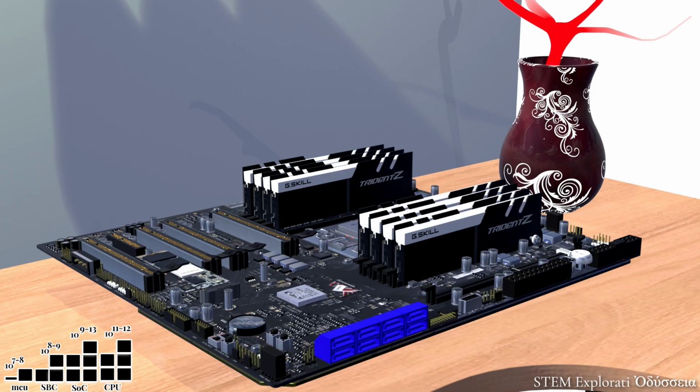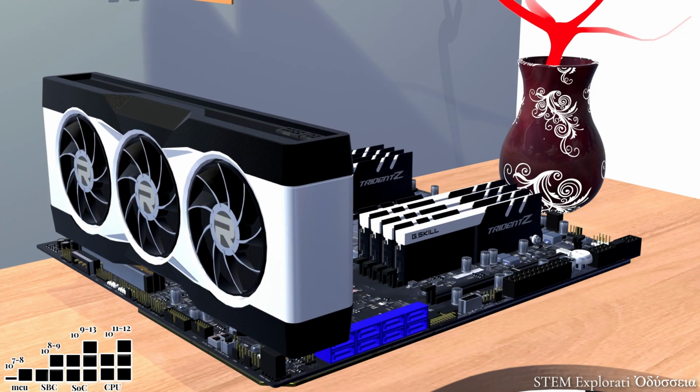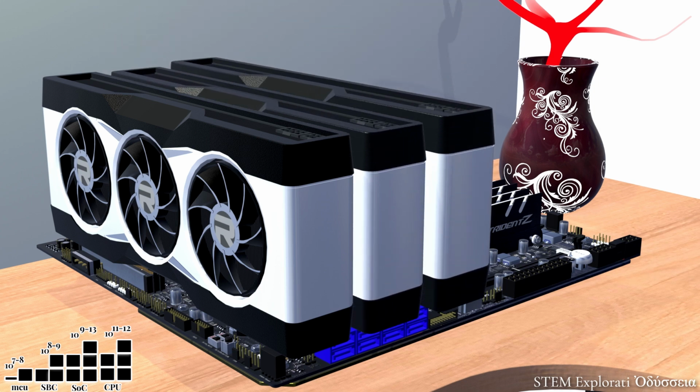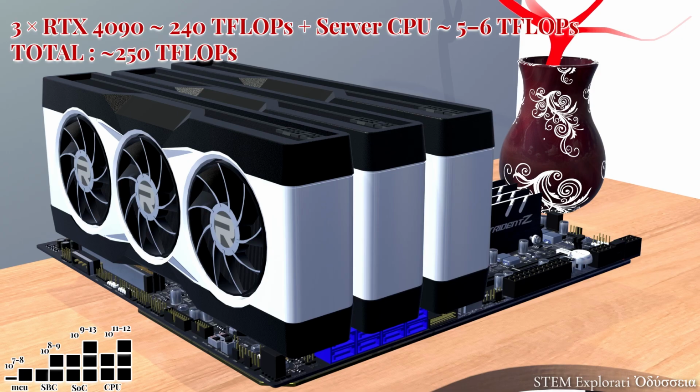And then there's expansion. High-end server and workstation boards can host multiple GPUs. In this system, we've added 3 RTX 4090 graphics cards, each capable of delivering over 80 teraflops of compute power. Together, that's more than 240 teraflops, the kind of performance you'd associate with a small-scale supercomputer. When combined with the CPU's own multi-teraflop capability, you're looking at a workstation that can render complex 3D scenes, train large AI models, or crunch massive datasets in record time.